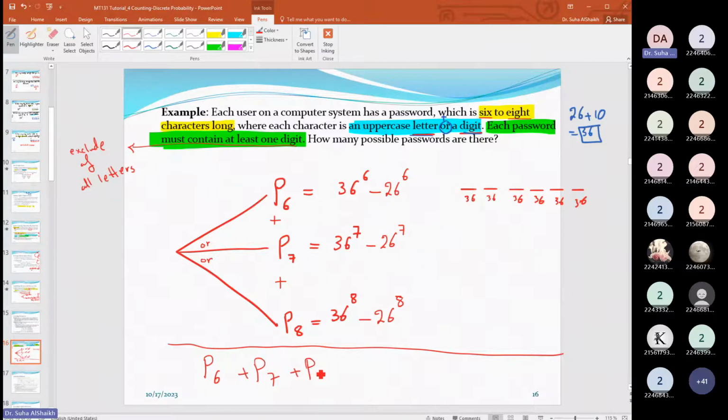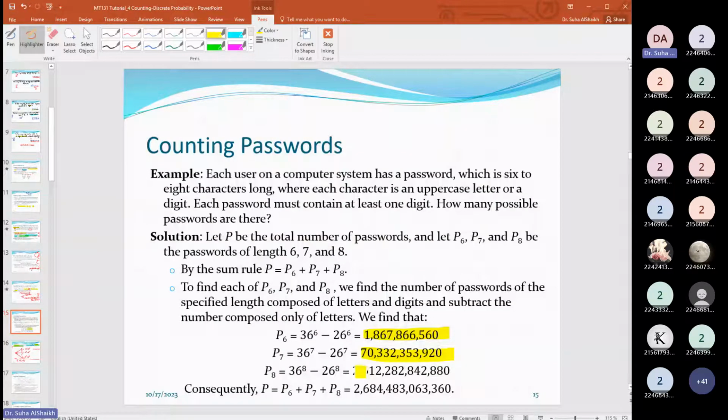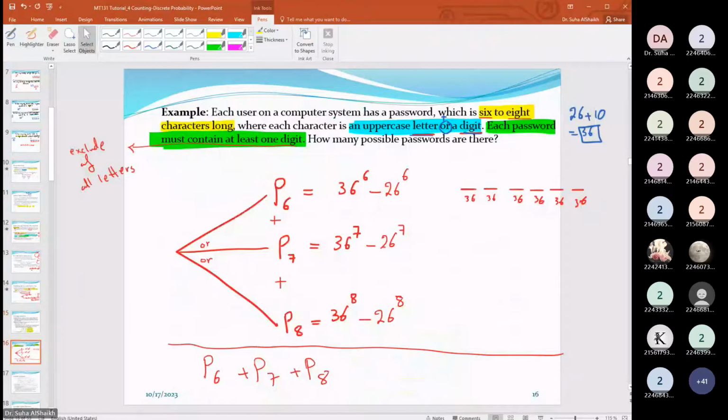Okay. And you can see the answer here in the slide. This is how many passwords of length 6, of length 7, of length 8, and we add them all, and this will be the answer. This is how many passwords we can make according to the conditions. Okay? Any question?